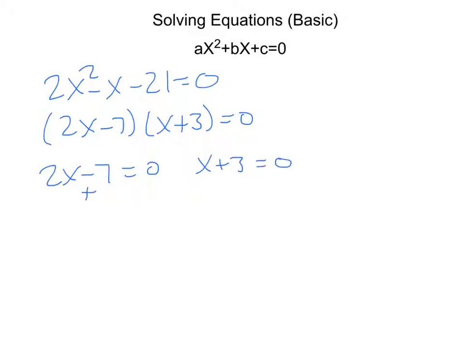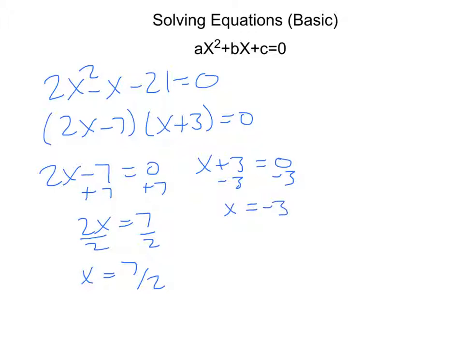For this one we're going to add the 7 to both sides. 2x equals 7. Divide by the 2. X equals 7/2. Subtract the 3 from both sides. X equals negative 3. Okay, I assume you can plug in this negative 3, so let's work on this 7/2.